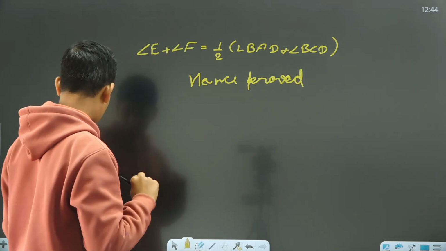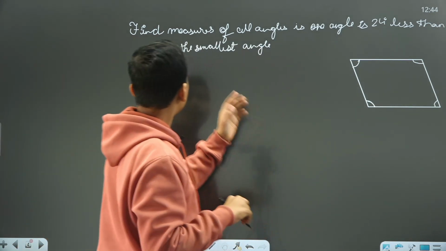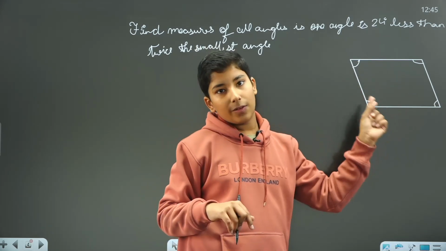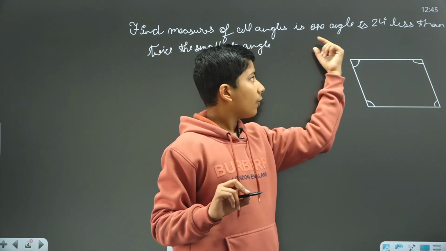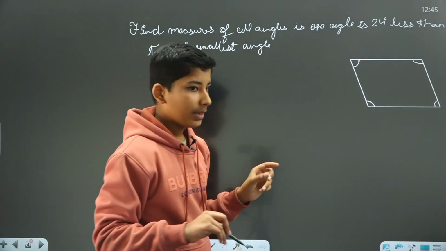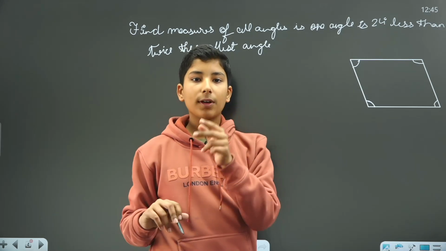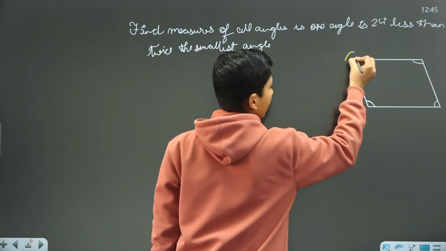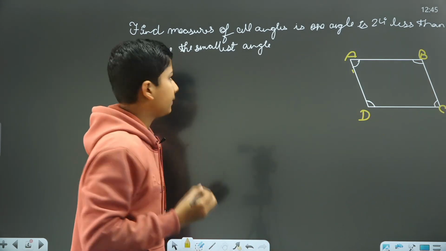Now let's come to our next question. See, this is the parallelogram, as you all can see. Find the measure of all the angles, meaning we have to find all the angles in this parallelogram. It is given that one angle is 24 less than twice the smallest angle, meaning this is the smallest angle, and this one angle will be 24 less than twice of this one angle. So A, B, C, D, we will give them naming.